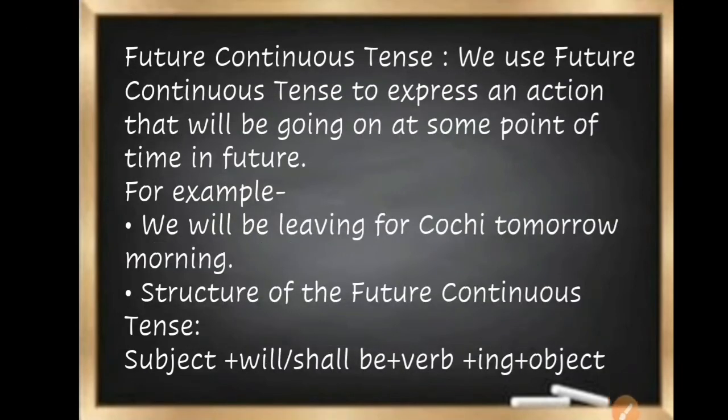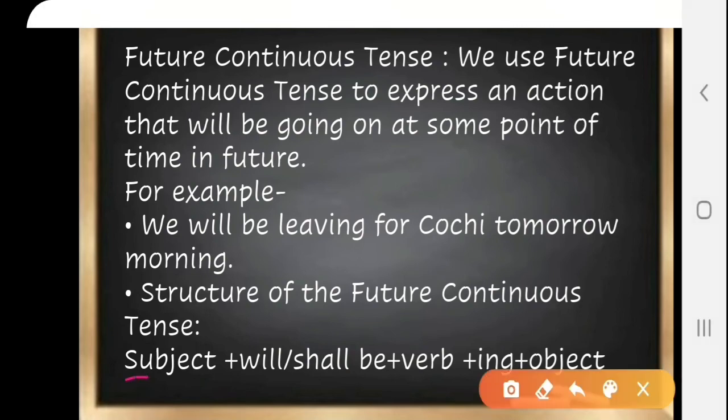Future continuous tense. We use future continuous tense to express an action that will be going on at some point of time in future. For example, we will be leaving for Kochi tomorrow morning. Structure of the future continuous tense is subject plus will shall be plus verb plus ing plus object.